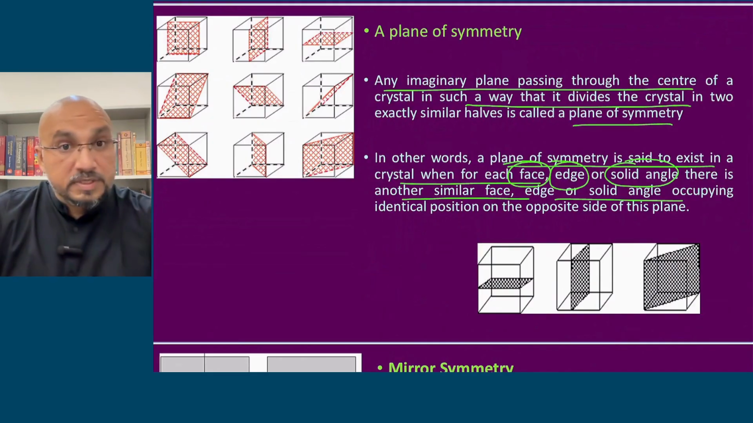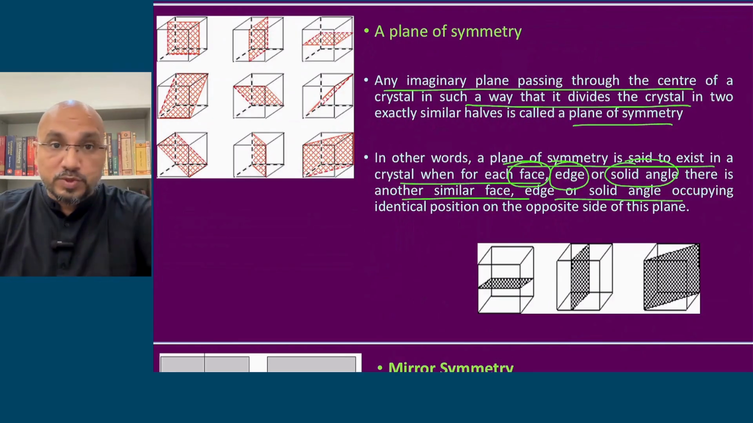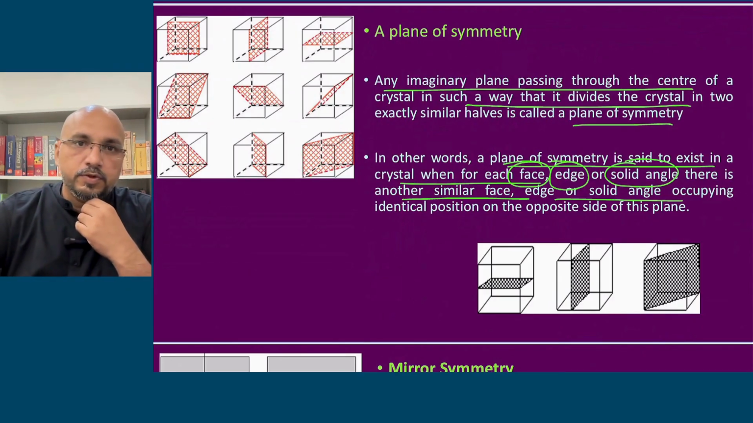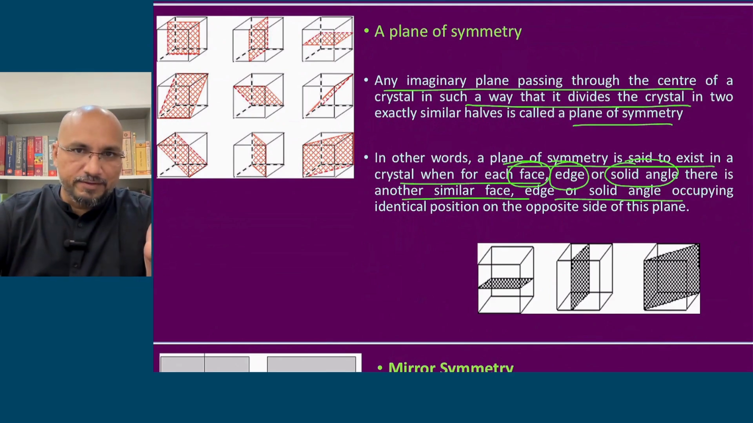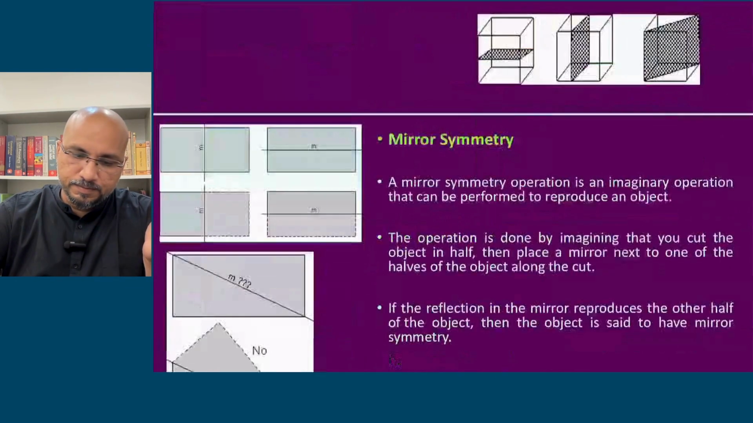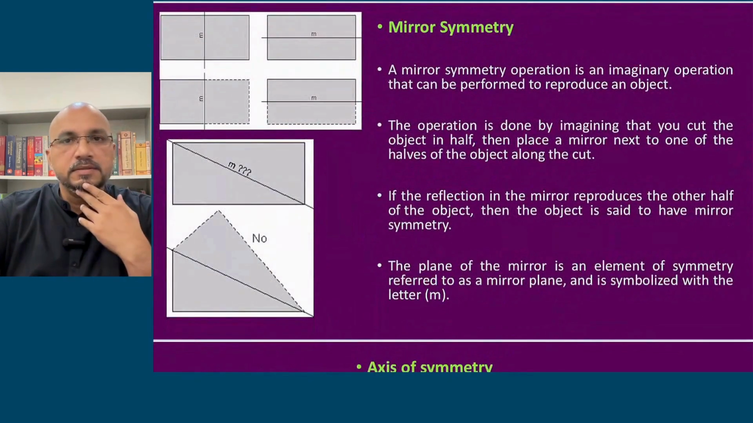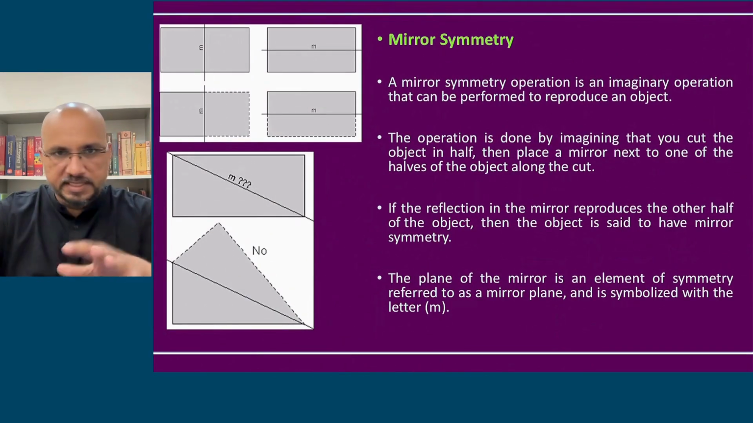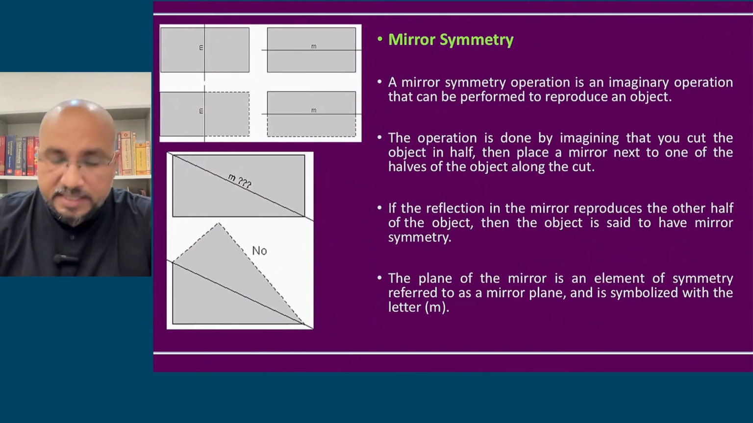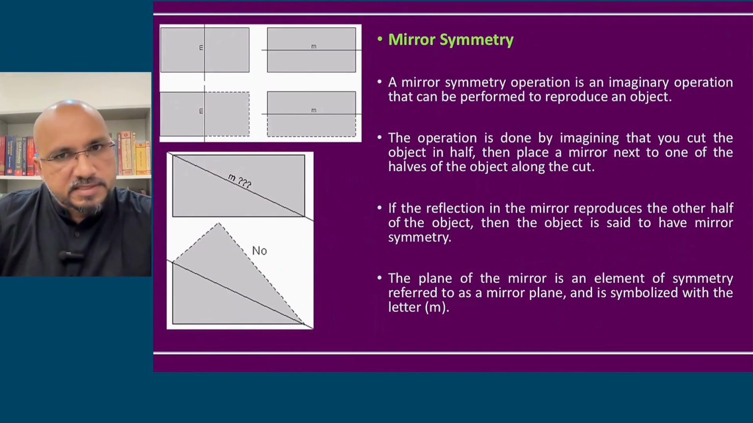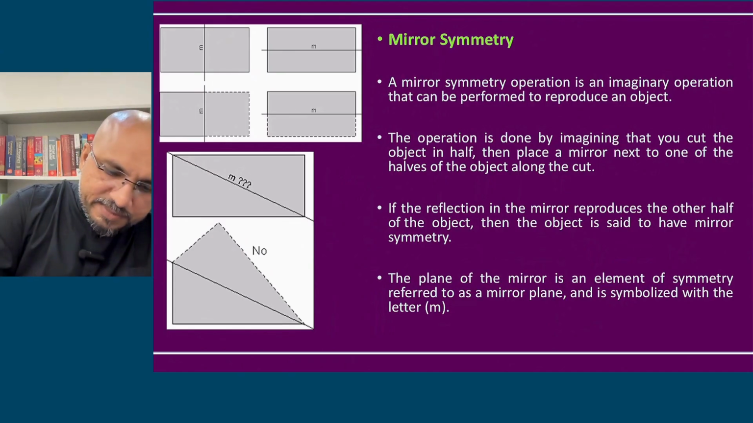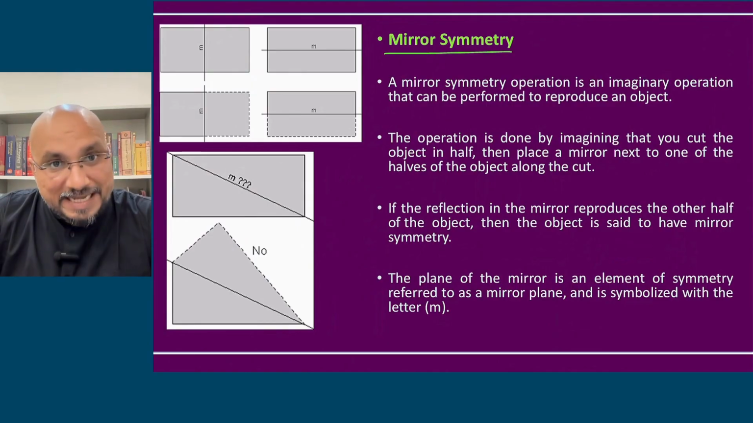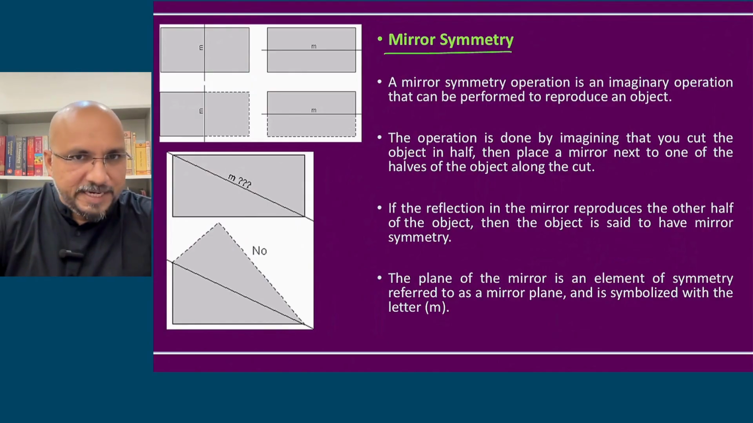So this imaginary plane should pass through the center and divide the unit cell into two exact halves. Then mirror symmetry. This is the last element that we are going to discuss here. Axis of symmetry we'll discuss in the next session. Now mirror symmetry is not exactly the same as plane of symmetry.